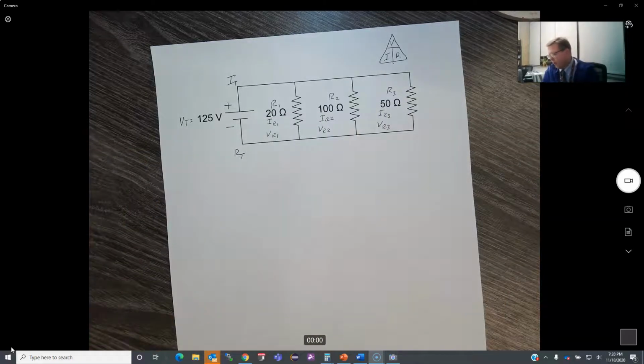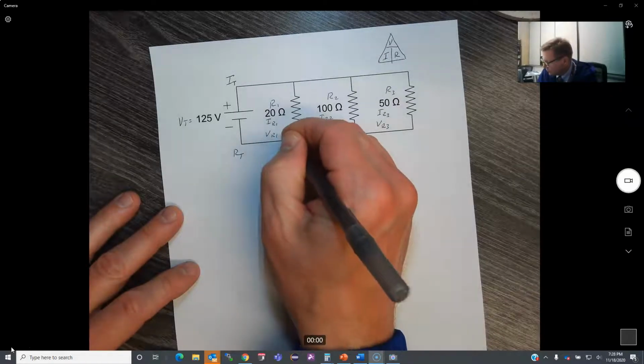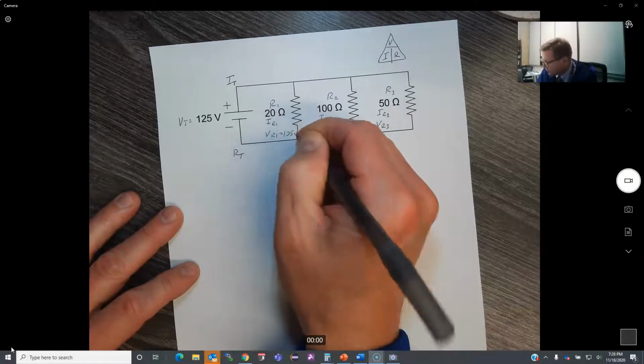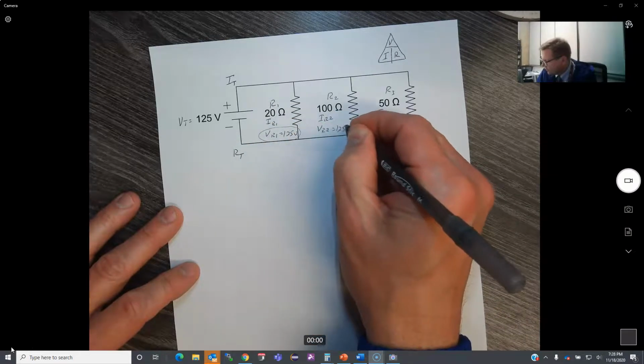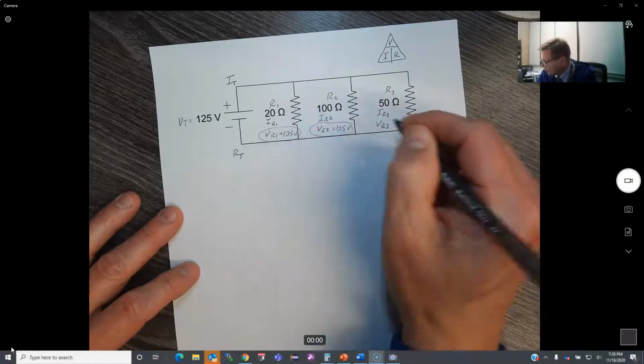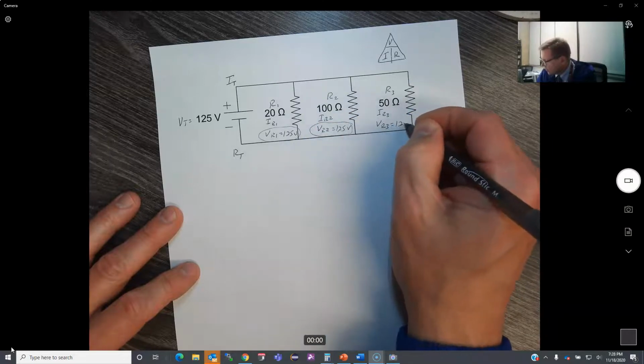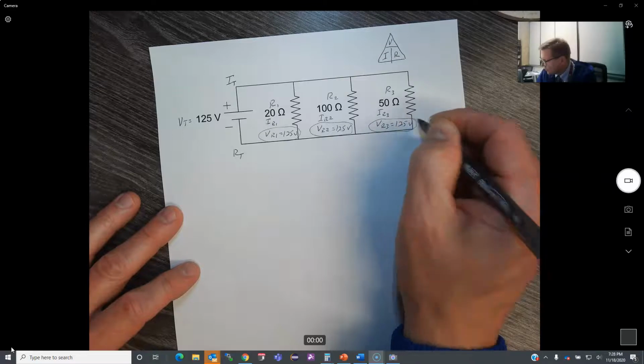All right, right off the bat, easiest thing to do, I know that the voltage stays the same all the way through the whole system. So this guy is 125 volts. Solved. This one's equal to 125 volts. Solved. And this one equals 125 volts. Solved. Okay?